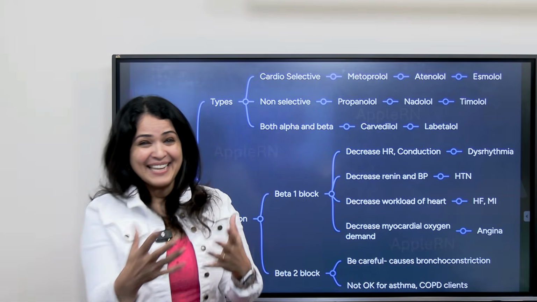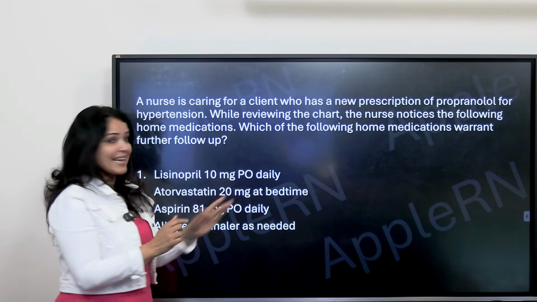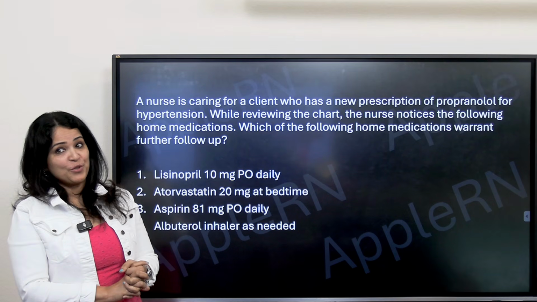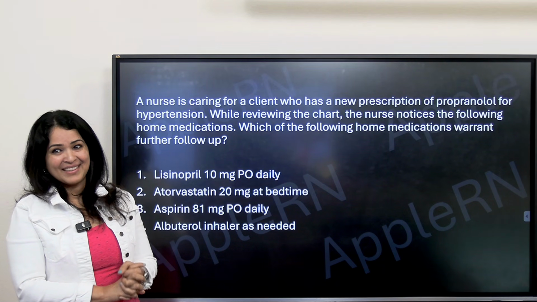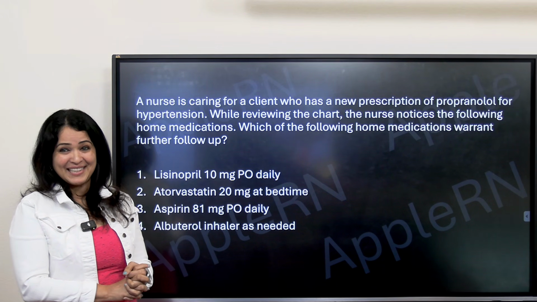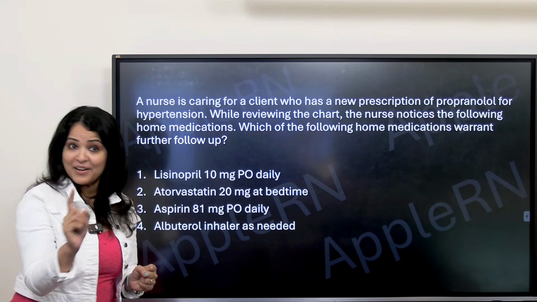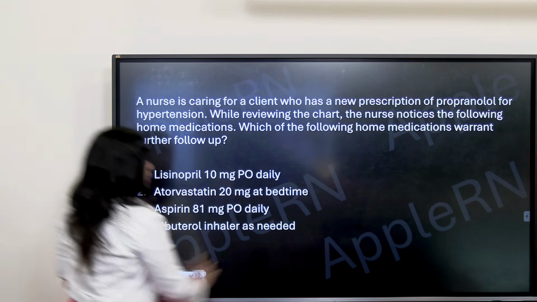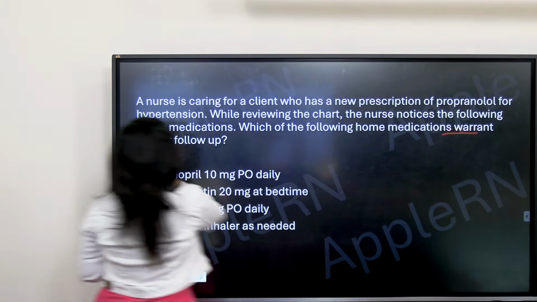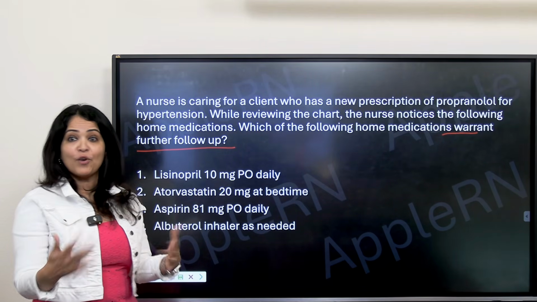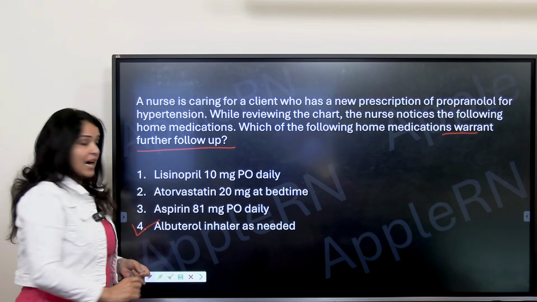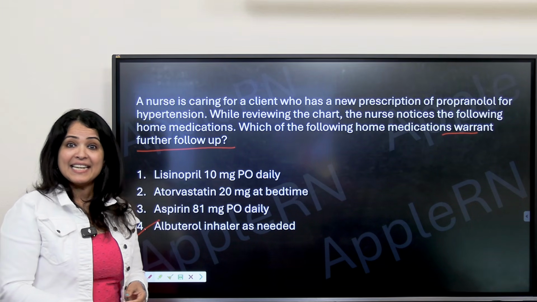Now, knowing all this, can we just go back and see if we have a better option here? What would you say? Which one would be the best option now? Because we are worried, okay? We are worried because it says, which of the following home medications warrant further follow-up? What are we worried about? Yes, very good. We are worried about this albuterol inhaler as needed.